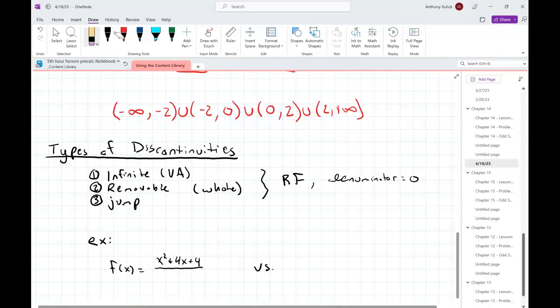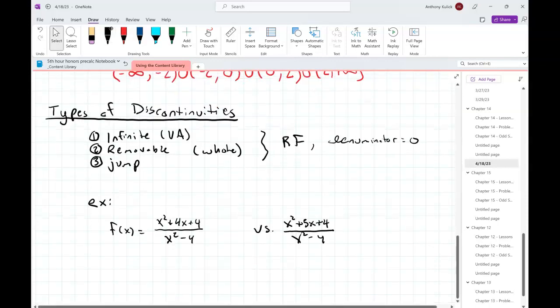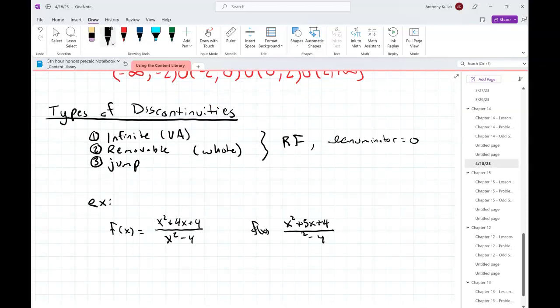Oops. I don't want to write it in factored form. Oops, I should write... I'll give that a different name. Okay.